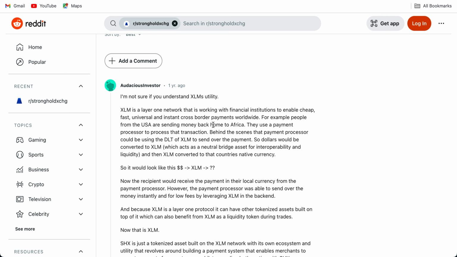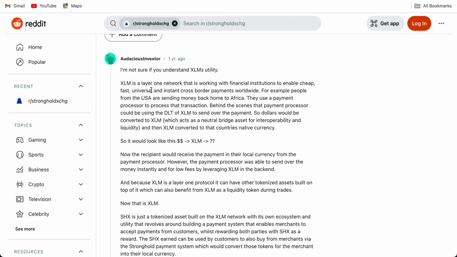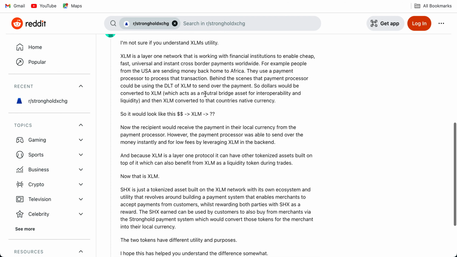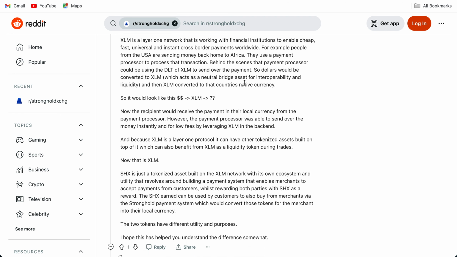I am not sure if you understand XLM's utility. XLM is a layer 1 network that is working with financial institutions to enable cheap, fast, universal, and instant cross-border payments worldwide. For example, people from the USA are sending money back home to Africa. They use a payment processor to process their transaction. Behind the scenes, that payment processor could be using the DLT, the distributed ledger technology of XLM, to send over the payment. So dollars would be converted to XLM, which acts as a neutral bridge asset for interoperability and liquidity, and then XLM converts that to the country's native currency. Basically, XLM becomes the intermediary in real time.